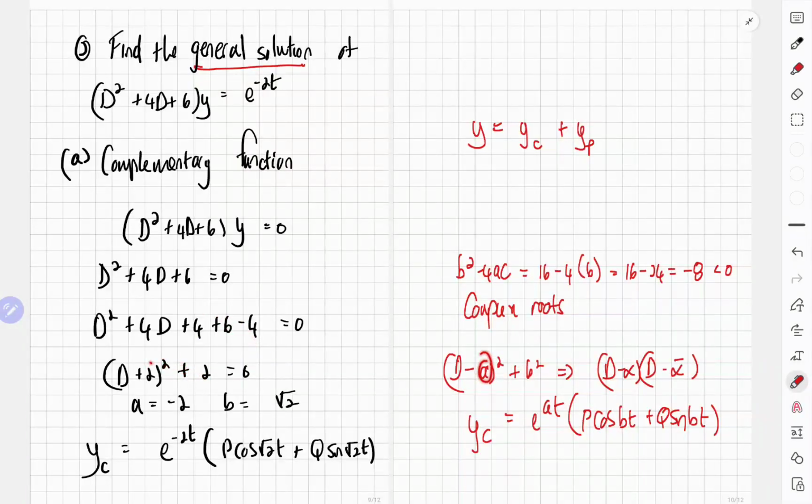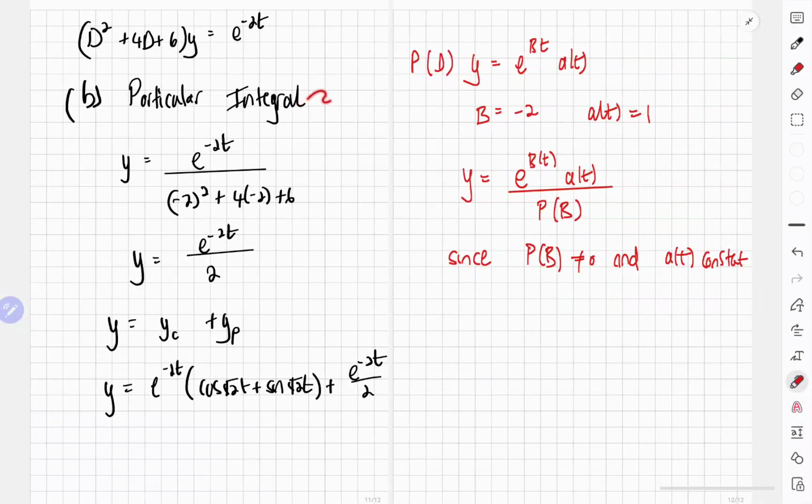So what does it mean? My a is -2. Often students fail to use the -2. Remember, it's D plus 2 is 0, so a is -2. And then students often make a mistake here as well. Remember, b squared is 2, hence b is root 2. What do I have here? Remember, this is my solution for complex roots, the complementary function. I have e to the -2t times (p cos root 2 t plus q sin root 2 t).